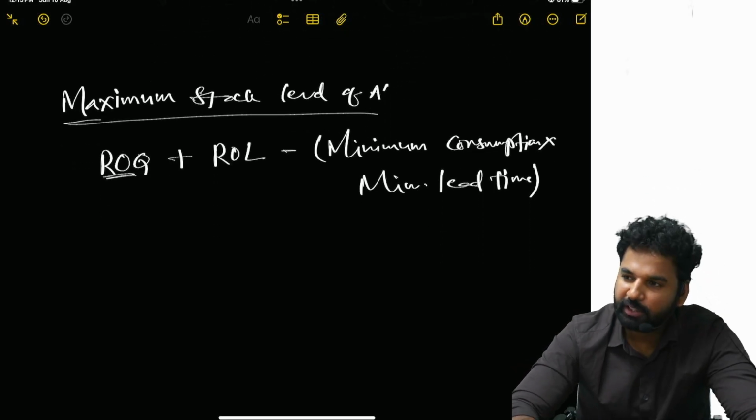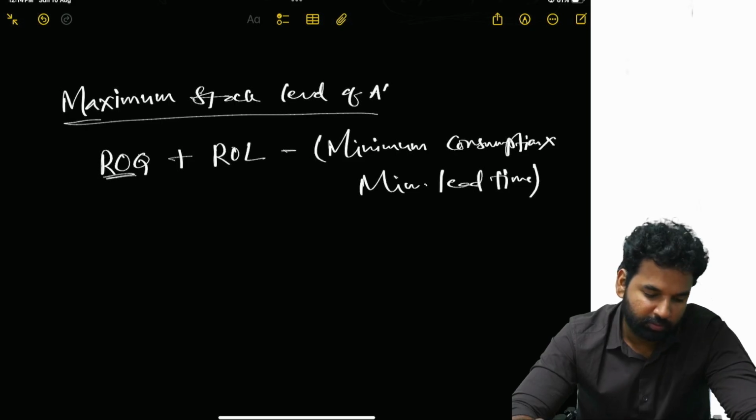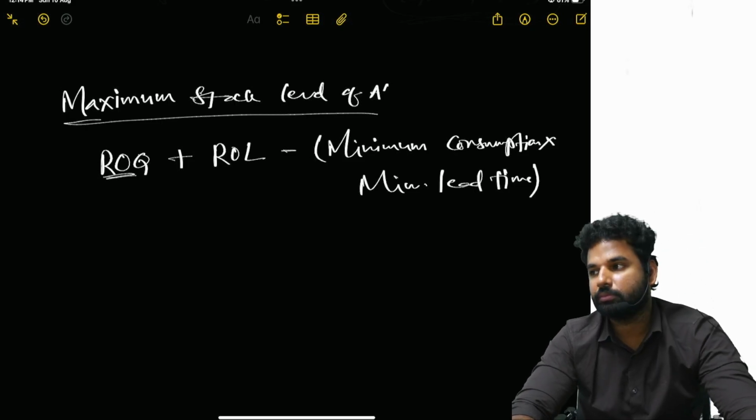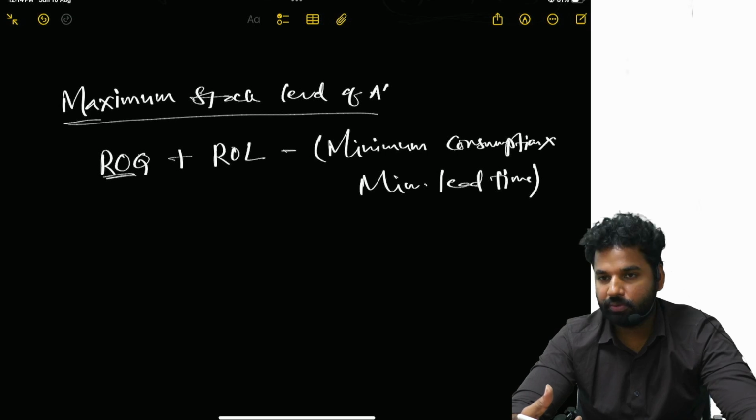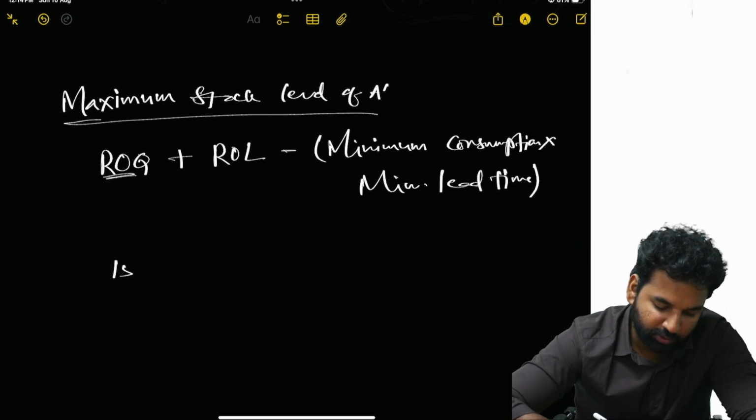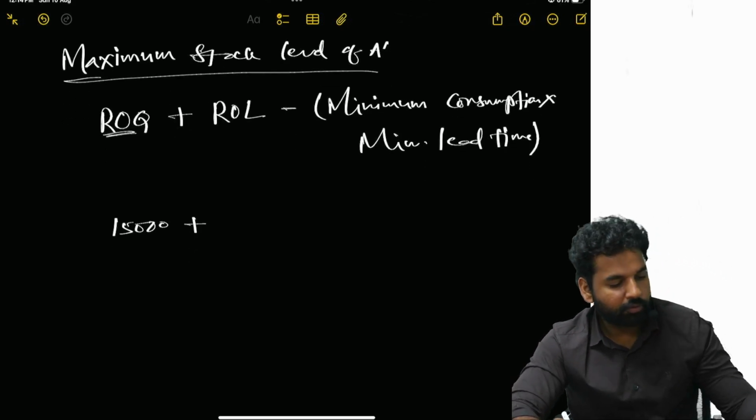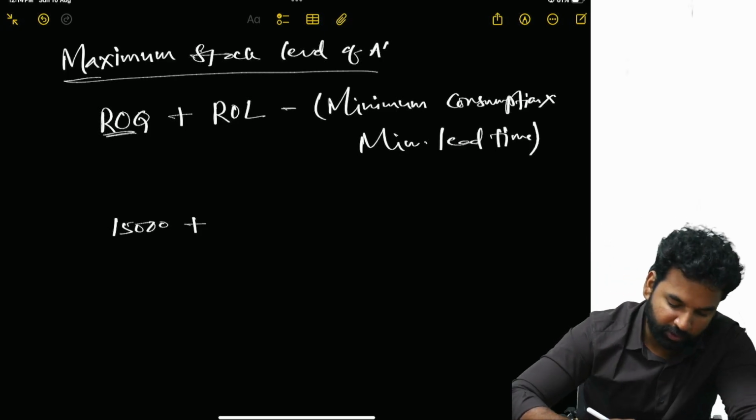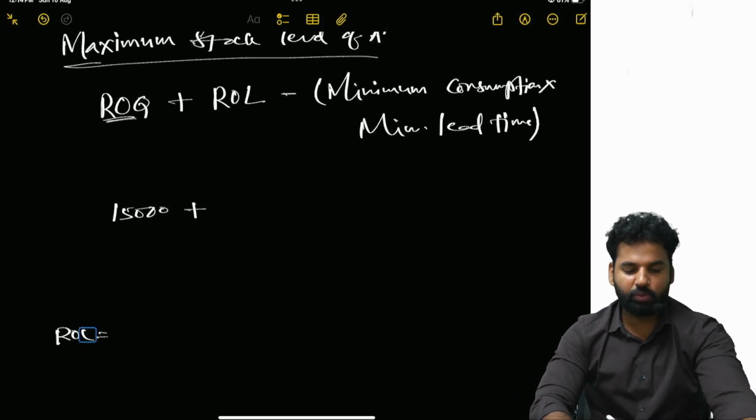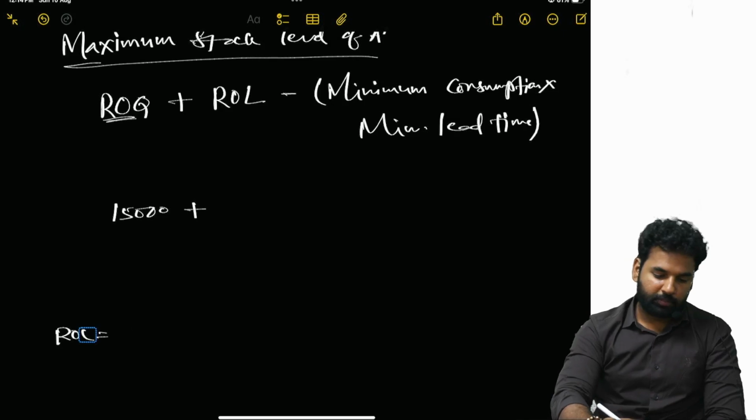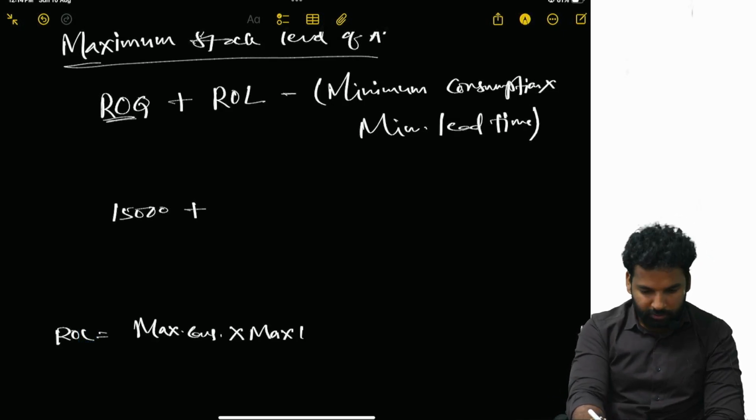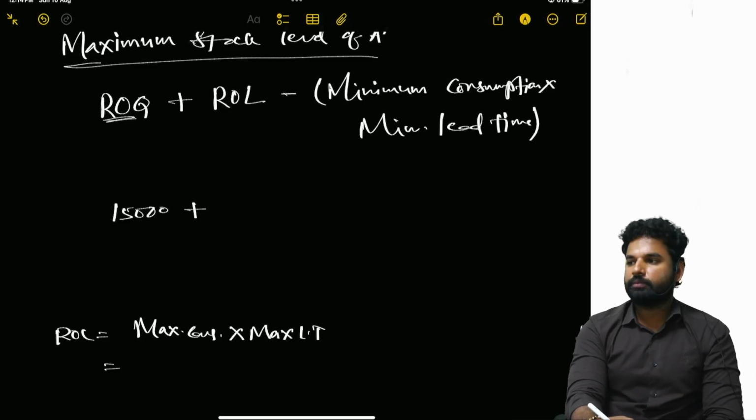In the question they are telling that they are placing an order of 15,000 units. So 15,000 units plus ROL, the reorder level. ROL is equal to what? Maximum consumption into maximum lead time. What is the maximum consumption?